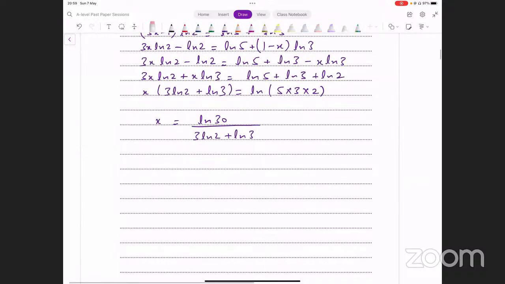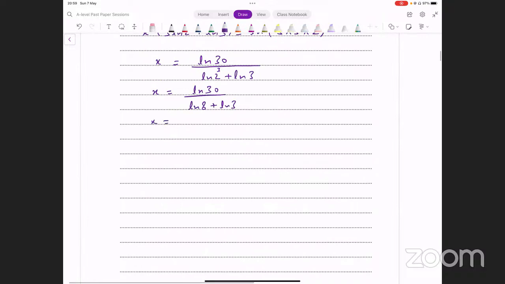We can take 3 to the power. So इस 3 को हटा के यहाँ से हम क्या कर सकते हैं? पावर में लिख सकते हैं. And now it can be written as ln 30 divided by ln 8 plus ln 3. We can use multiplication law at this point, and we can say this becomes x equals ln 30 divided by ln of 8 multiplied by 3.